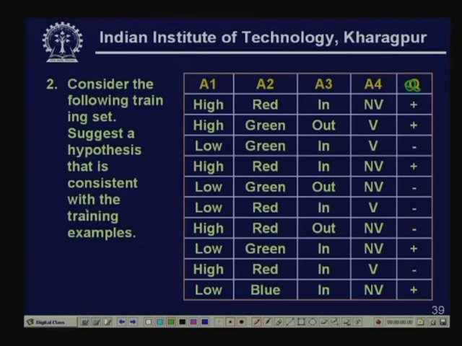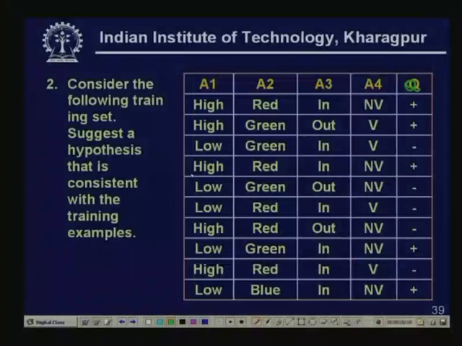Again for these training examples you must try to figure out different hypotheses and propose one hypothesis which is a possible good hypothesis, which describes or is consistent with all the training examples. Okay. So, here again we have 10 training examples. Example 1, A1 is high, A2 is red, A3 is in, A4 is envy, and classification is positive.